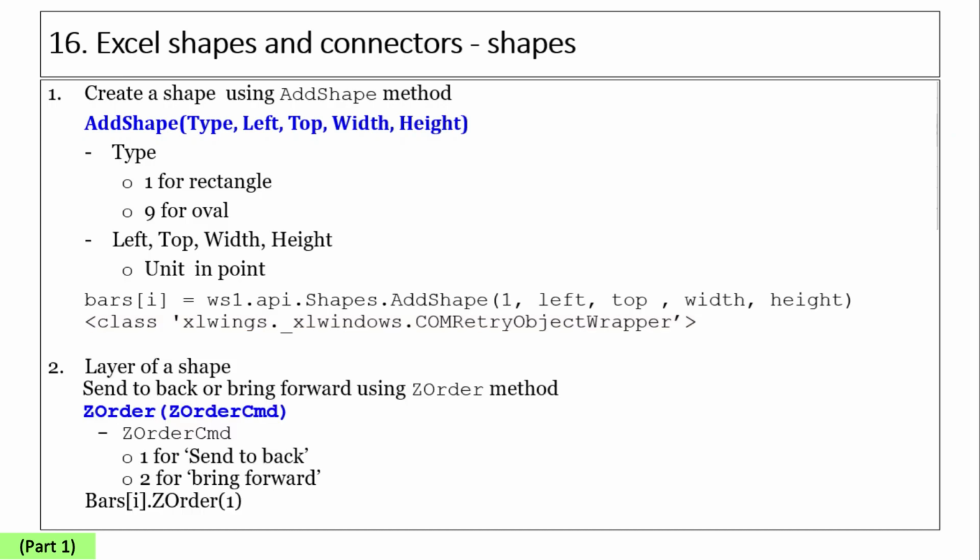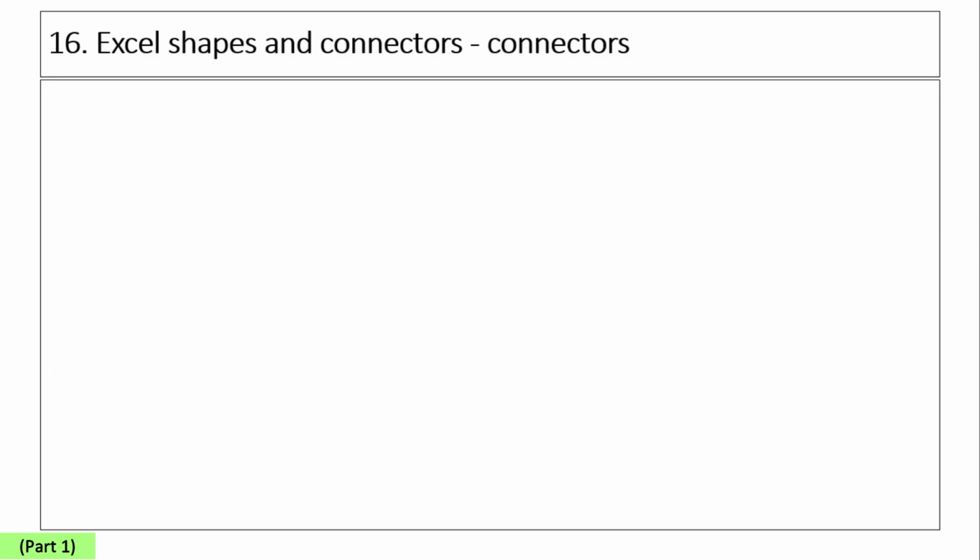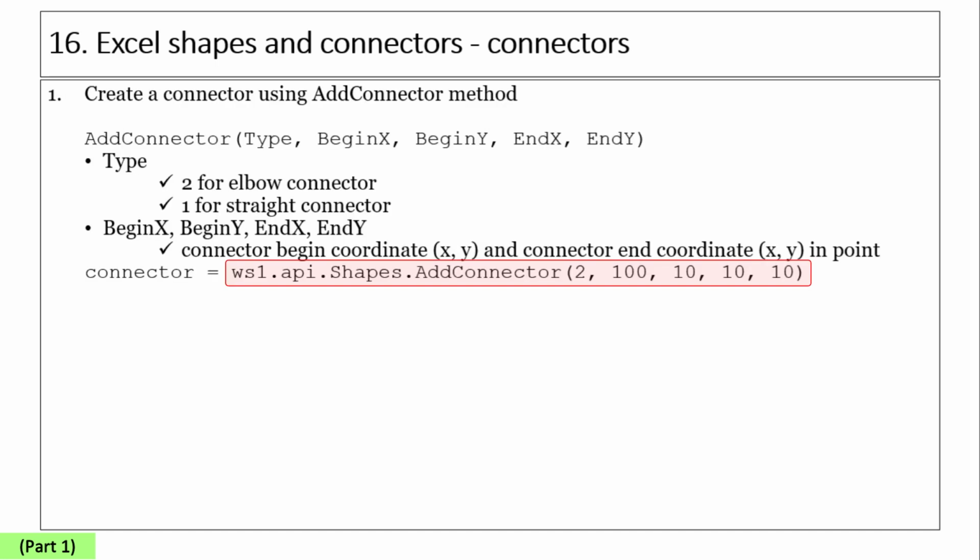The Z-order method is used to send a shape back or bring it forward. Here it is used to send a shape back so that a connector is not hidden by the shape. The relationship between activities is represented by connecting an activity bar with its predecessor activity bar. A connector is added using the addConnector method. An elbow connector of type 2 is better suited to a Gantt chart than a straight connector. Begin and end coordinates are arbitrary and not necessarily specific for now, until we discuss how the begin and end of the connector are glued to the schedule bars.